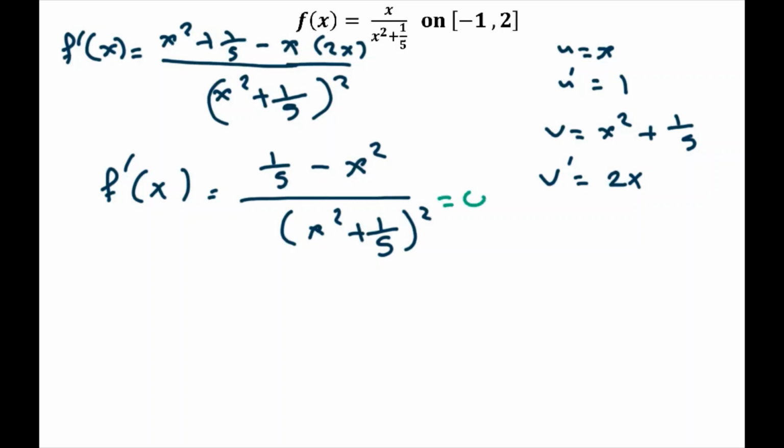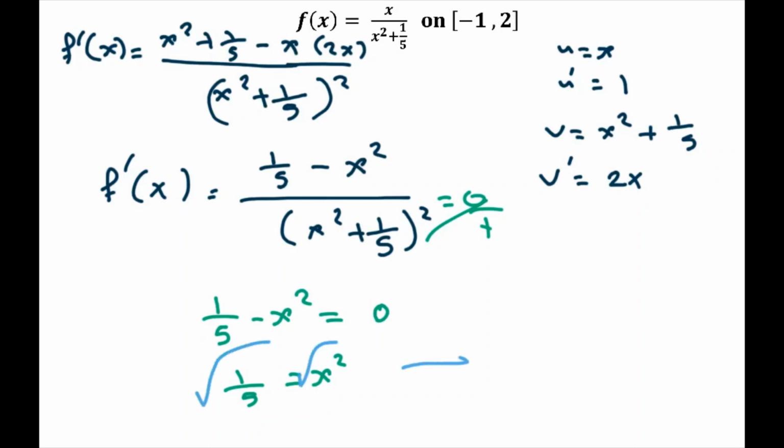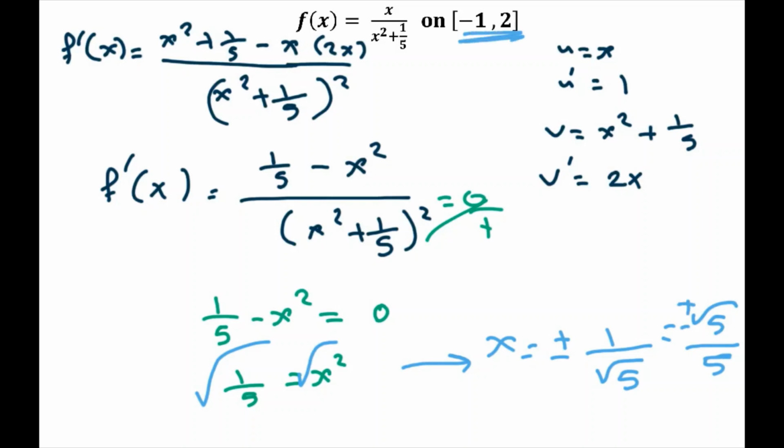Make it equal to 0. That's going to cross here. So it will be 1 over 5 minus x squared equal to 0. 1 over 5 equal x squared. Taking a square root of both sides, x will be positive or negative, square root of 1 over square root of 5, or you can call it square root of 5 over 5, positive and negative. Just to check whether these positive and negative square root of 5 over 5 are in the interval. Yes, it is within the interval, so both of them are critical points.